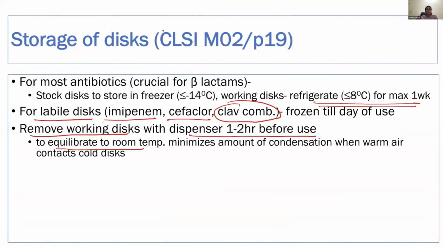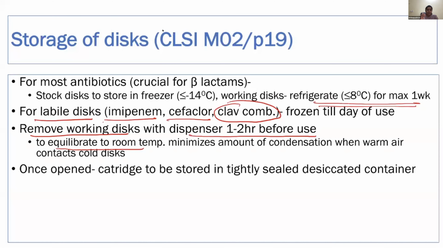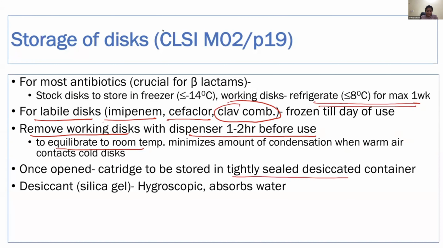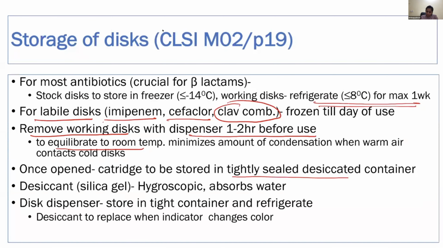Minimize the amount of equilibration to room temperature needed to reduce the amount of condensation water droplets which will form on the antimicrobial susceptibility disc. Once opened, the cartridge should be stored in a tightly sealed desiccated container. There are silica gels available, which are hygroscopic and absorb water, so that can be kept in the pack of antimicrobial discs. The disc dispenser also should be stored in a tight container and refrigerator, because we would have put vials of antimicrobial discs.